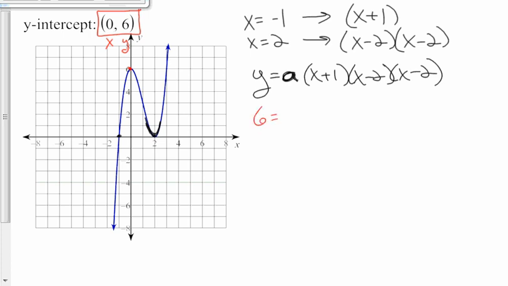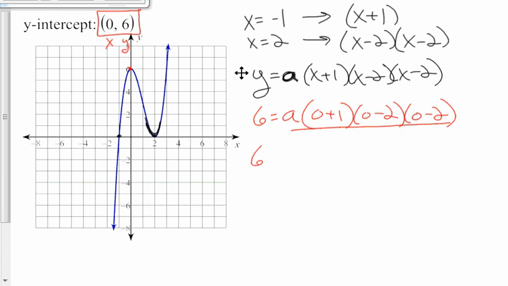So y is 6, x was 0, so plug 0 into all the x's. Now let's clean all this up, because that's just some number. So that's a times 1 times -2 times -2, which would be 4. So if we divide by 4, we'd get that a is 6/4, or 3/2. So if a is 3/2, that guarantees that our graph would look just like this. It's not any narrower or wider, it would be just like that.